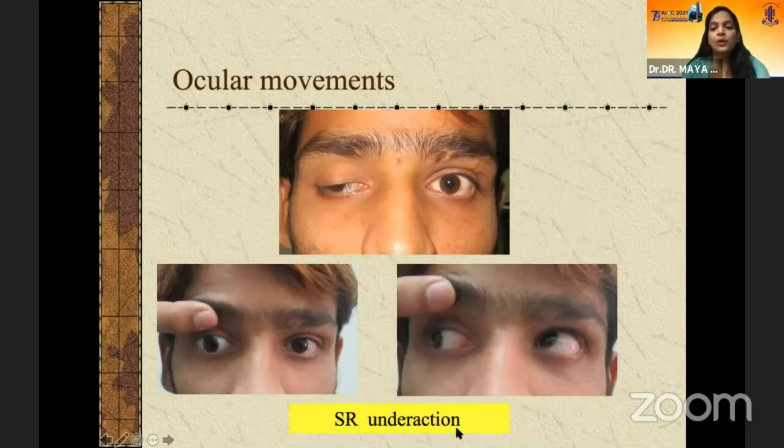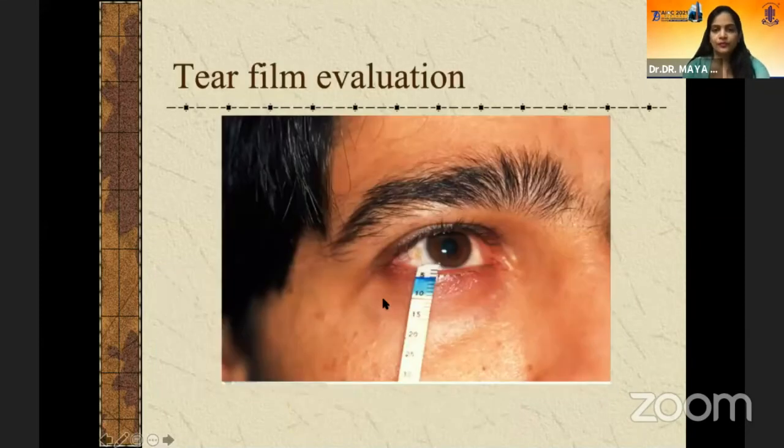Now it's very important to look for the ocular movements. Like in this case, when you ask the patient to look up in abducted eye, this eye is going up, but this is not. So this is suggestive of an underaction of the superior rectus muscle. So this happens usually in double elevator palsies.